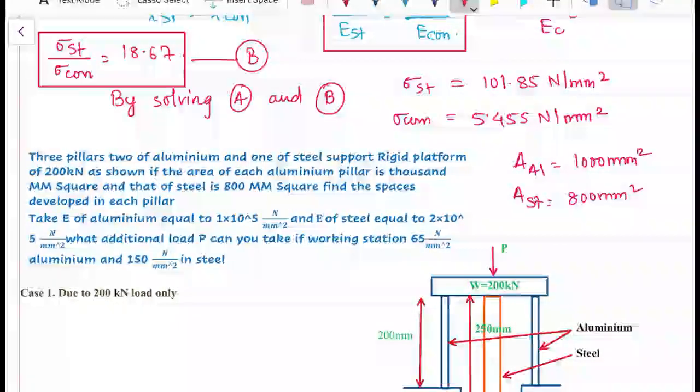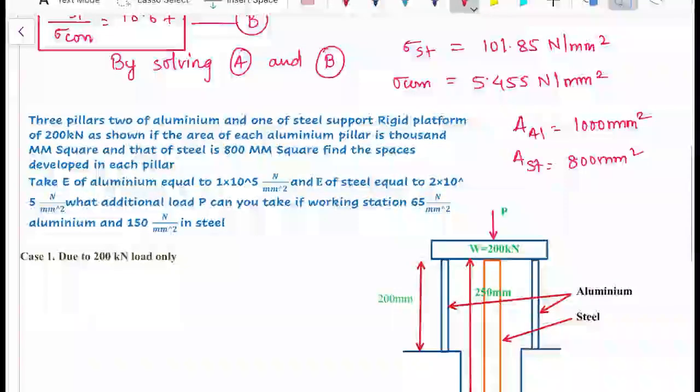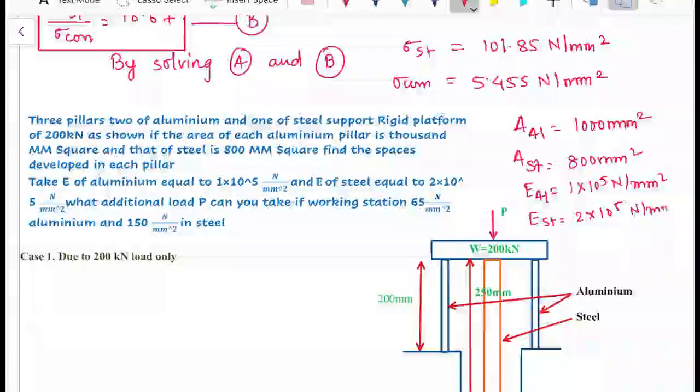So there is no need to calculate the cross section area of aluminium and steel, it is already given. And if we try to see the figure, the length of aluminium bar is not equal to the length of steel bar, and there are two aluminium bars and one steel bar. So all this data is given to you. Further, it has been mentioned that E of aluminium is equal to 1 into 10 to the power 5 Newton per mm square. What about E of steel? Is it given? Yeah, it is given, and it is 2 into 10 to the power 5 Newton per mm square.